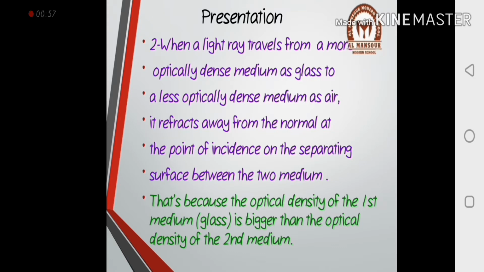When a light ray travels from a more optically dense medium, such as glass, to a less dense one, such as air, it refracts away from the normal at the point of incidence on the separating surface between the two media. That is because the optical density of the first one is bigger than the second one. This is the opposite of the first law. The first law is from less optically dense to the more dense one. The second law is from more optically dense to the less dense one.